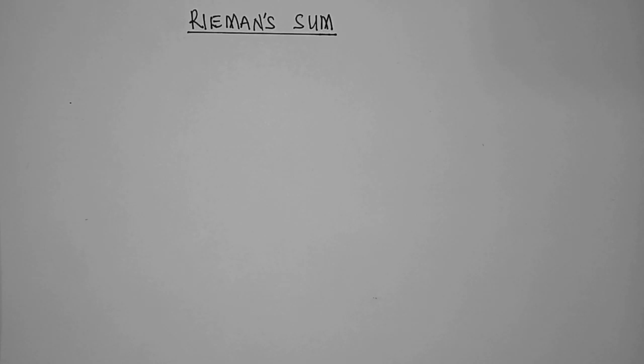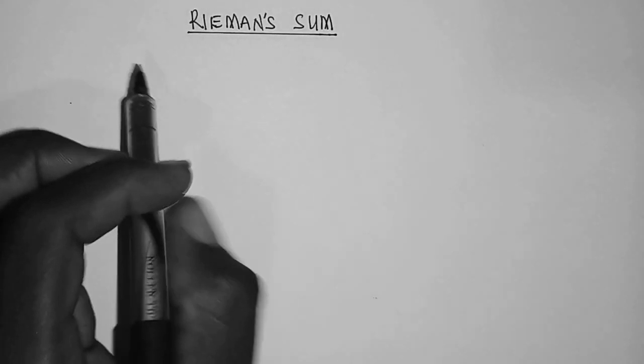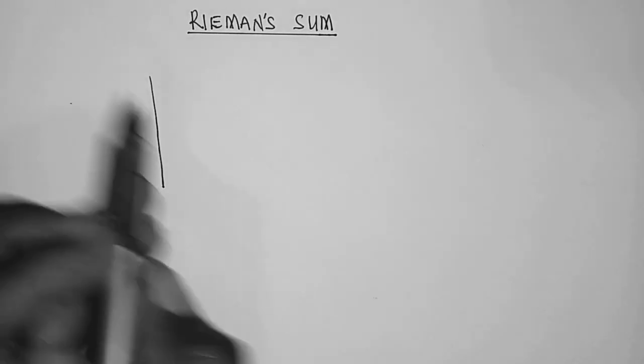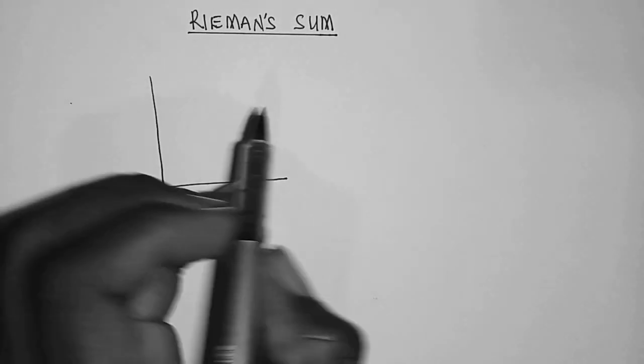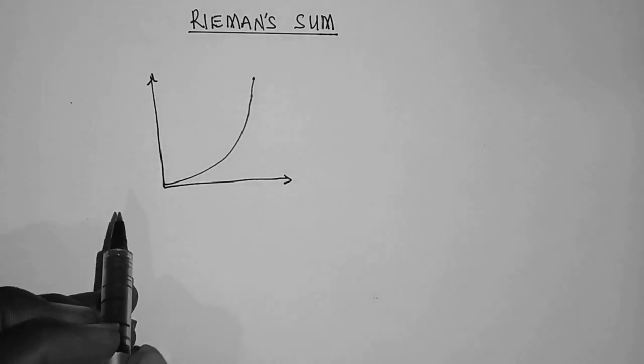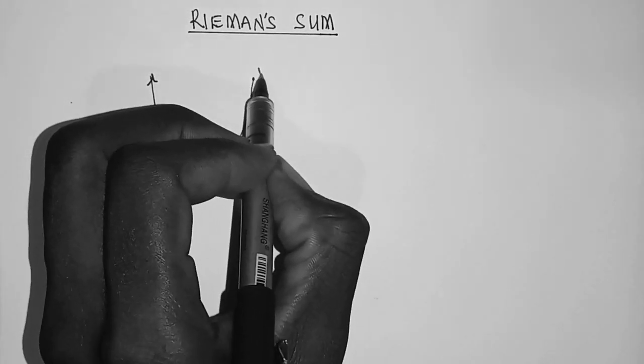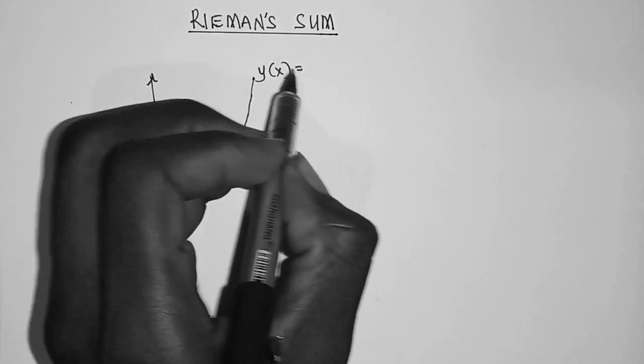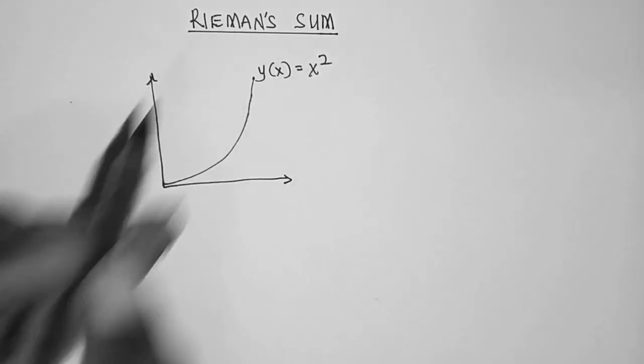In this video, we are going to be talking about Riemann sums. After understanding the fundamental theorem of calculus, the next thing to understand, which is so important to understanding the concept of calculus, is the Riemann sums. So let's assume that we have a function in the xy plane like this, and this is a function y of x equal to x squared.